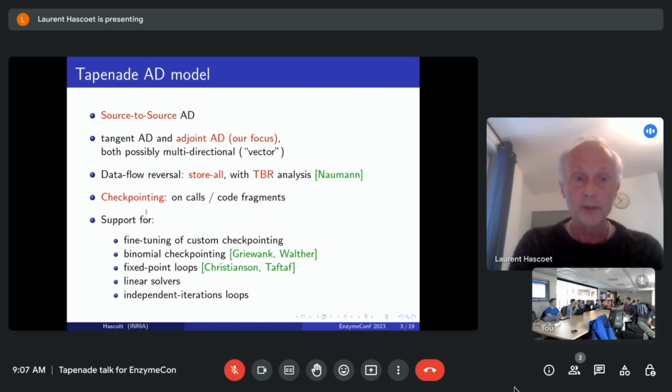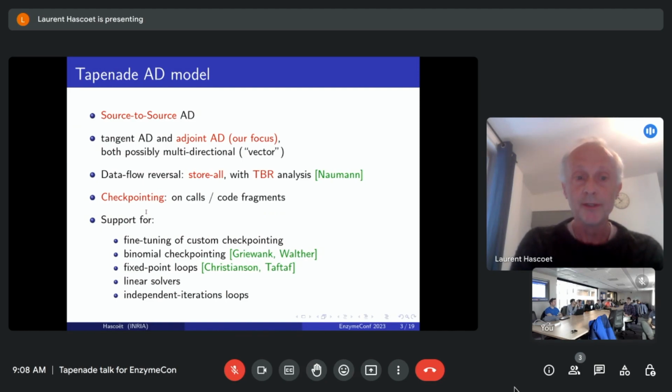The two modes that we are providing are the tangent mode of AD and the adjoint mode or gradient mode. And visibly, adjoint or gradient are the most interesting, difficult mode, and it's basically our focus. Both can be multi-directional. That's called vector mode, so you can run them in several directions at the time.